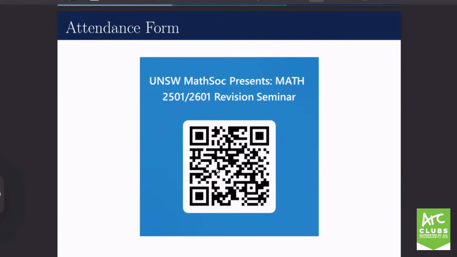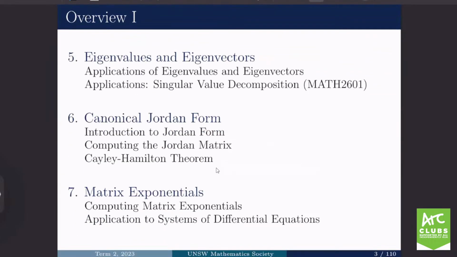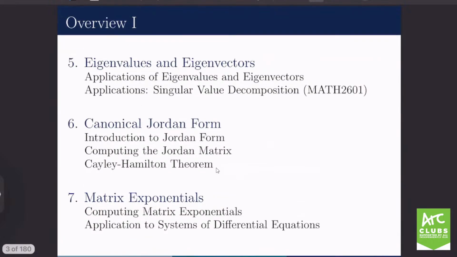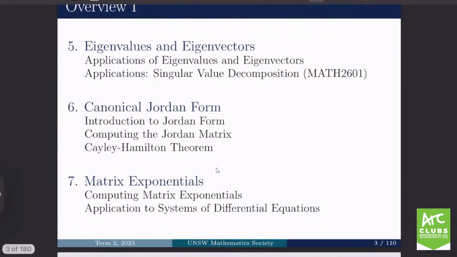All right. We'll go ahead and look at which topics we're overviewing today. So today, I'll be going through eigenvalues and eigenvectors, including applications and the singular value decomposition, which is for Math 2601 only. And then Fred will be taking the canonical Jordan forms and matrix exponentials slash ODEs for the second part.